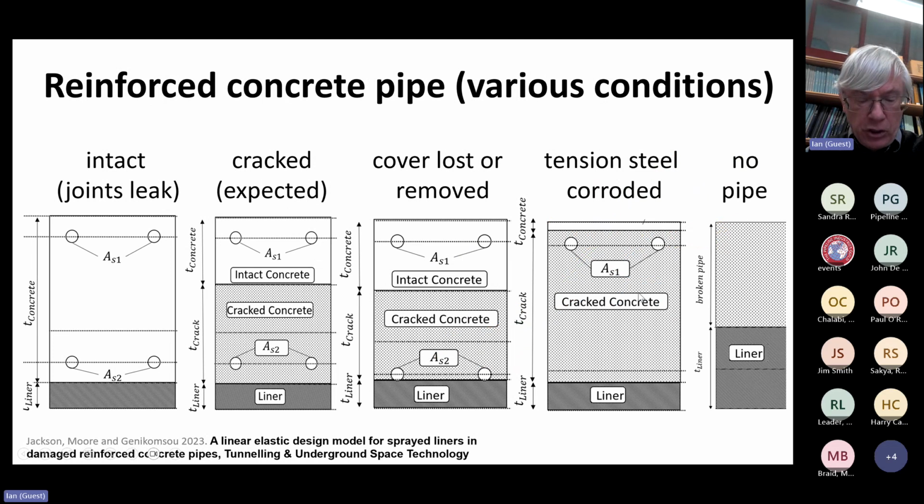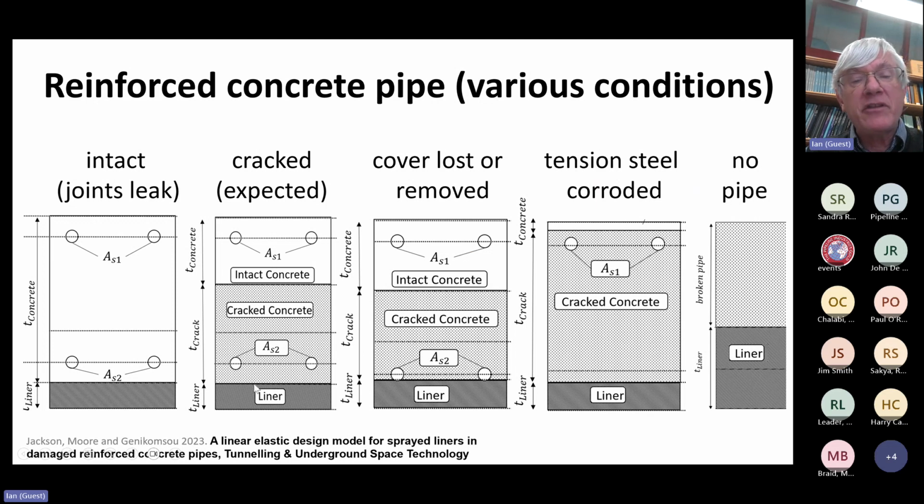Finally, I wanted to just touch on the design methods that we've published for sprays in reinforced concrete. These are the conditions that I mentioned earlier in my presentation, where we've got an intact system. So we've still got our tensile steel, we've got our compressive steel, we've still got cover over the tensile steel and the liner sitting under that, and the moment capacity of this combined section where we've got just spraying of the liner to repair the leaks.